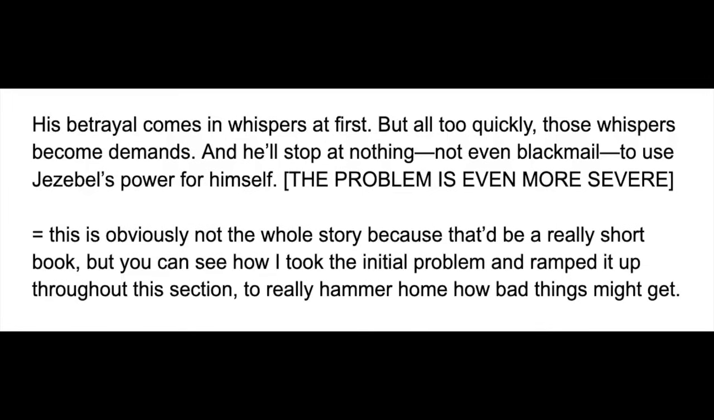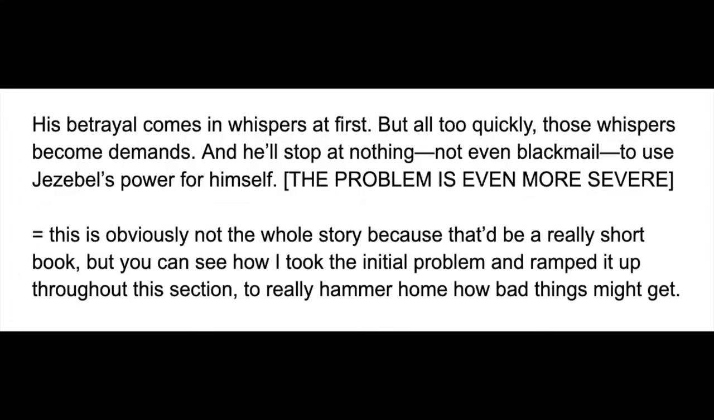His betrayal comes in whispers at first, but all too quickly those whispers become demands, and he'll stop at nothing, not even blackmail, to use Jezebel's power for himself. And then I put in parentheses, the problem is even more severe. Obviously, like dun dun dun is kind of the vibe you want to go for here. And this is obviously not the whole story because that would be a really short book. You know what I mean? But you can see how I took that initial problem and I just ramped it up and made the reader want to know more. Hopefully.